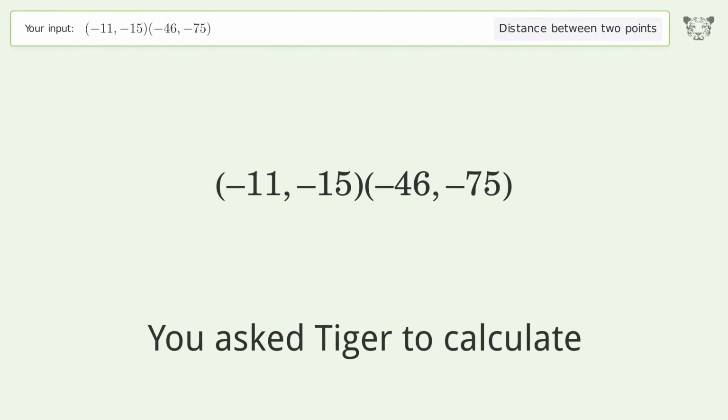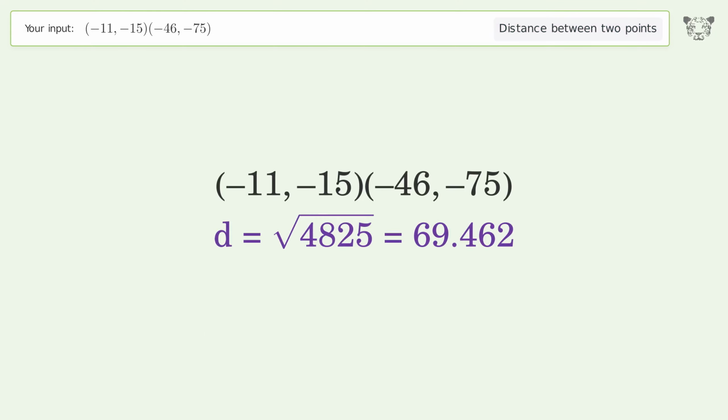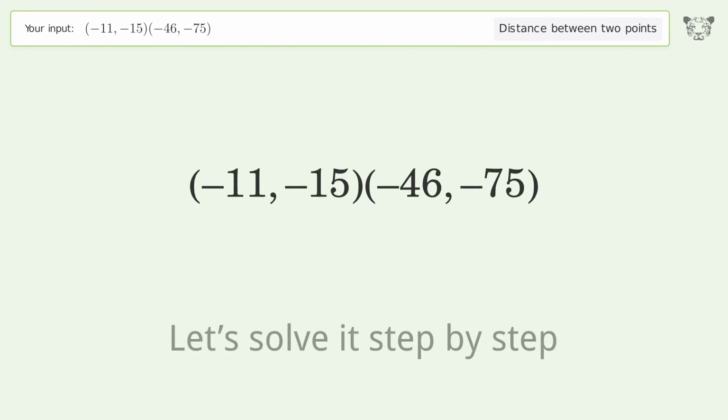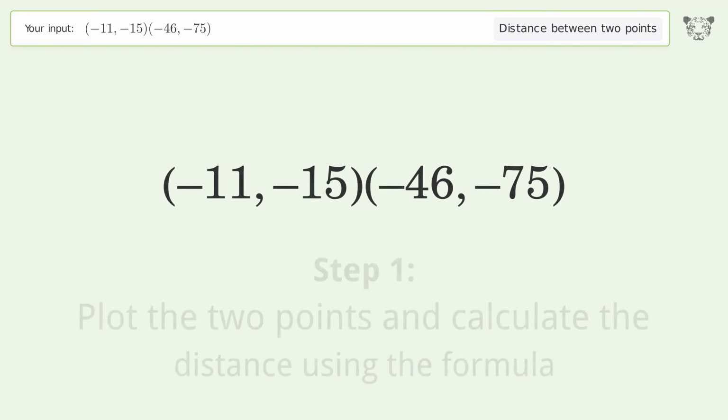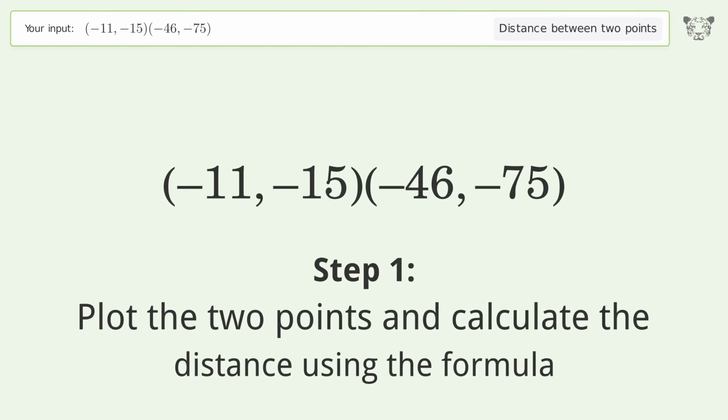You ask Tiger to calculate. This deals with the distance between 2 points. The distance between the 2 points is the square root of 4,825 or 69.462. Let's solve it step by step. Plot the 2 points and calculate the distance using the formula.